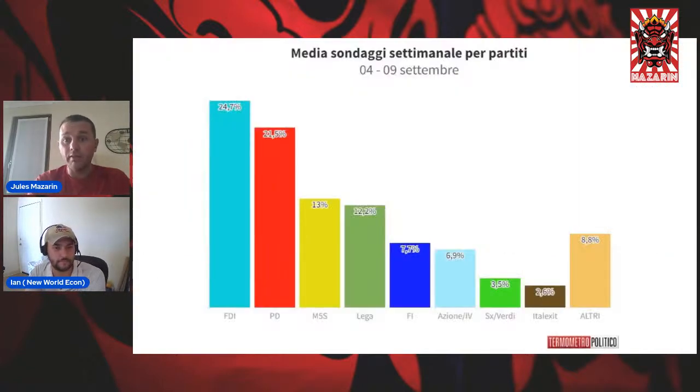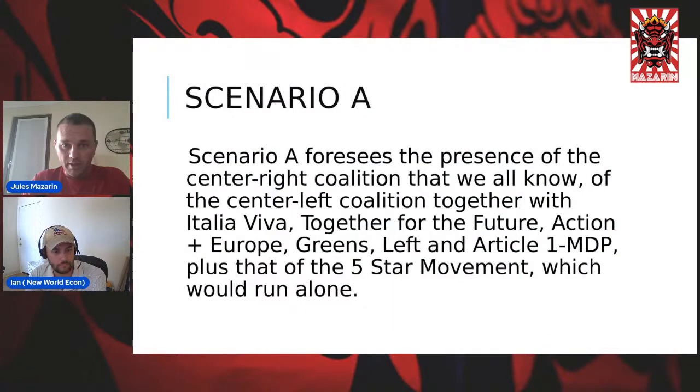Okay, Italexit, the last one you see, is a party that is also anti-system. The leader is Gianluigi Paragone. They are collecting a lot of voters from No Vax movements or whatever.